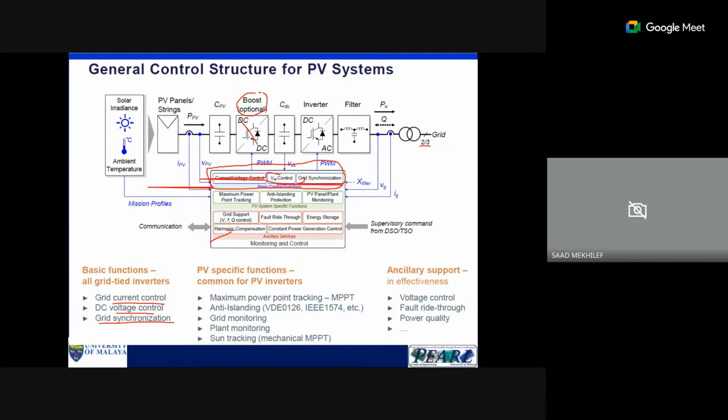Very important is, for example, harmonic compensation, because we use inverter switching, so there are a lot of harmonics in the system. It is quite important to make sure that we compensate for these harmonics and don't inject them, because there are grid standards that have to be fulfilled in order to make sure the system is functioning. For example, under IEEE standards, the total harmonic distortion must be less than 5%.